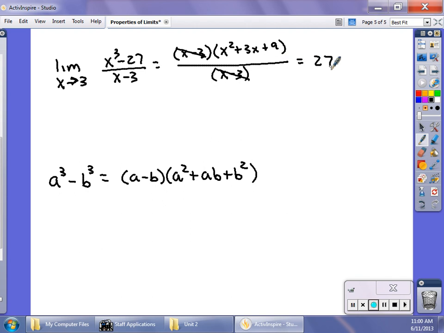The only difference between whether this is negative or positive: if I have a cubed plus b cubed, that's equal to a plus b times a squared, not plus, it's minus, sorry, minus ab plus b squared. So you are expected to know these. You are expected to know how to factor differences and sums of perfect cubes.